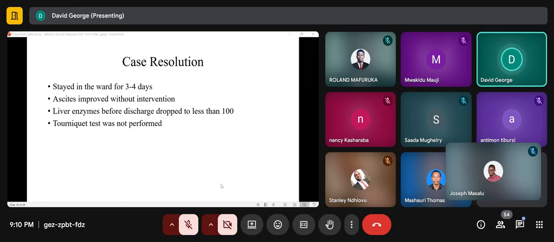So I did not do that because on admission, I wanted to do it, but then, as a clinician, I had my stethoscope, but I looked for a digital blood pressure cuff unsuccessfully, so I couldn't do it.